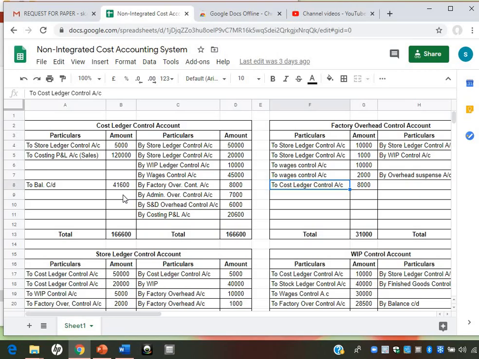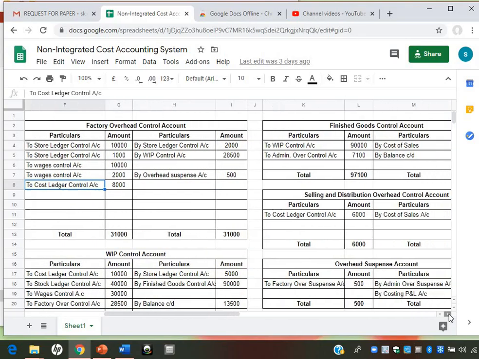So how have we passed this entry of the profit? The entry was costing P&L account debit to cost ledger control account 20,600. So this entry again you have to remember, this is the procedure of transferring profit to cost ledger control account. Now we have seen a few balances we are having here. One is the balance of cost ledger control account, then there is a balance of store ledger control account, there is a balance of work in progress control account.